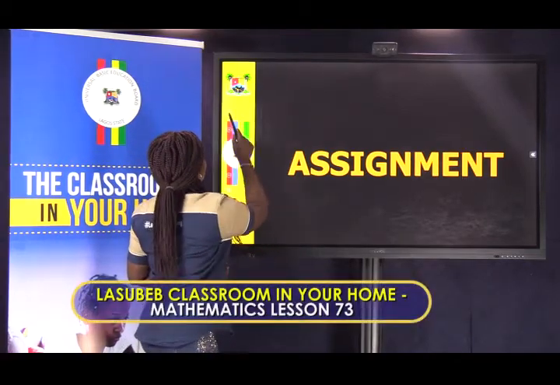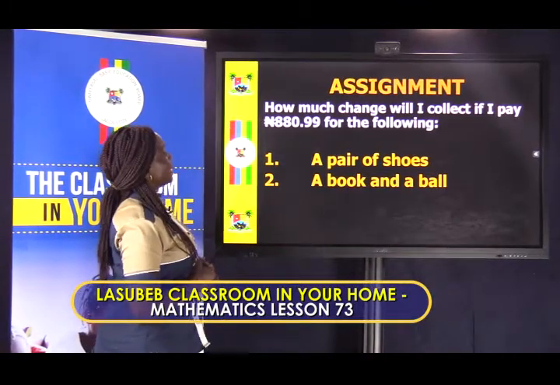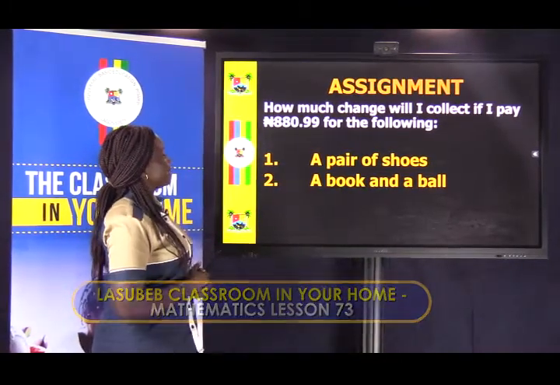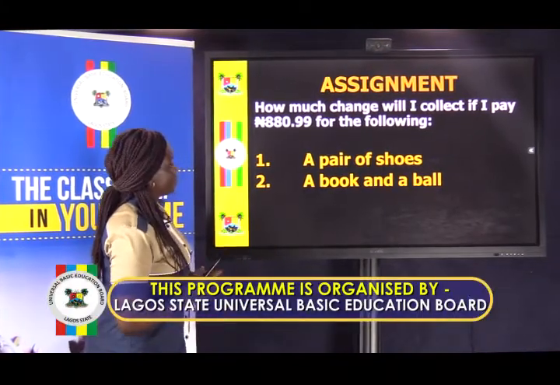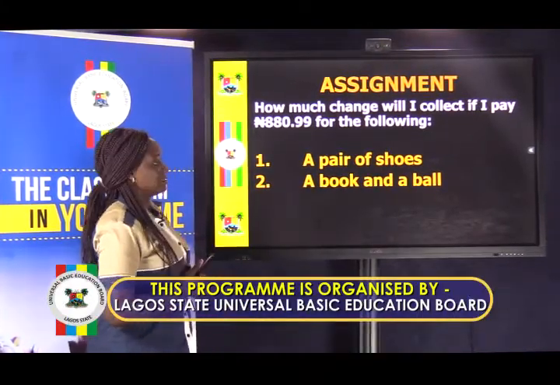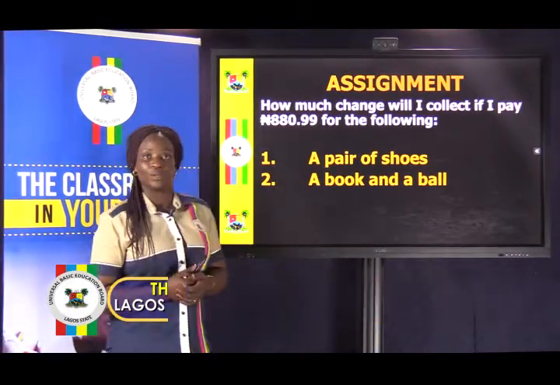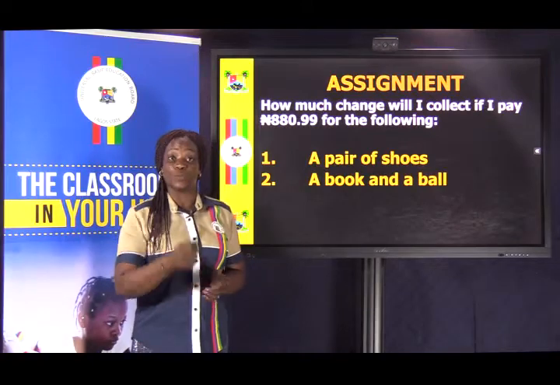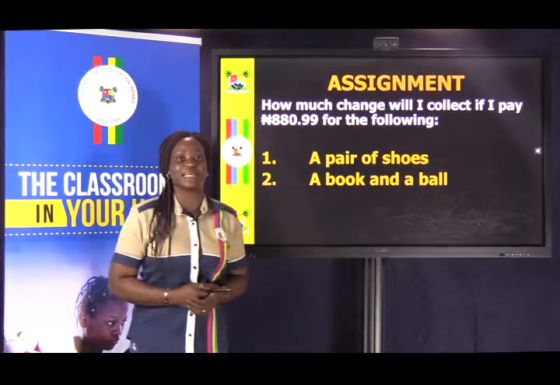Let's see our assignment. How much change will I collect if I pay 880 naira 99 kobo for the following: a pair of shoes, a book and a ball? Capture this in 10 seconds, and when I'm back, I will display the items and their prices. Your time starts now.